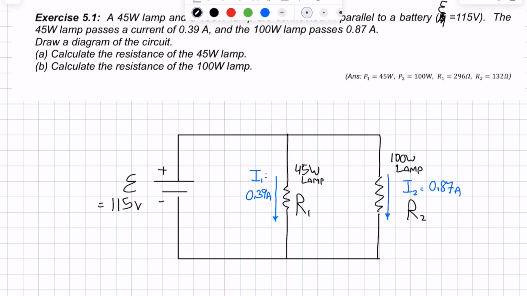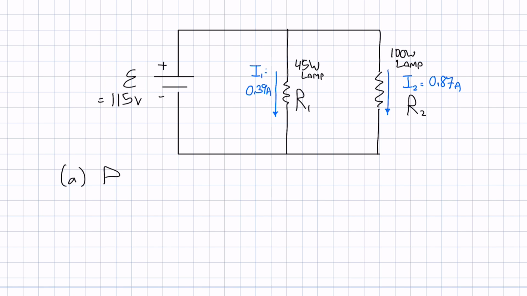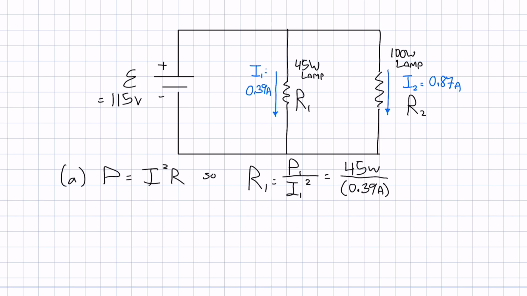There are a few different ways to find the resistance of the lamps, but here's the one I used. We know that one of the ways to calculate electrical power is to use the formula power equals I squared times R. So for the 45-watt lamp, we know that 45 watts equals I1 squared times R1. I can rearrange that so that R1 is then equal to power divided by I1 squared. With numbers, that means we have 45 watts divided by 0.39 amps squared.